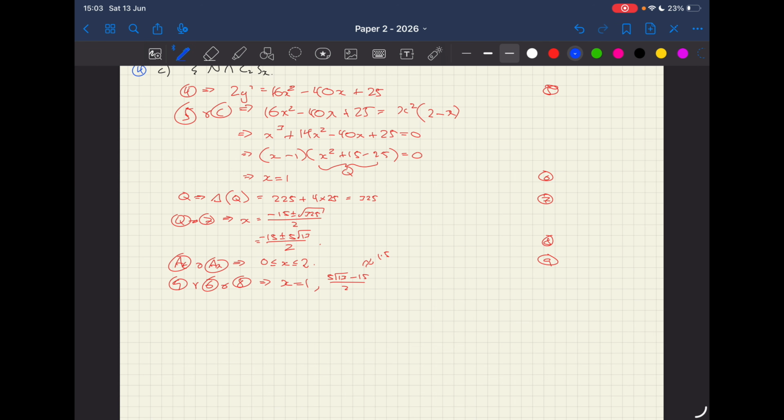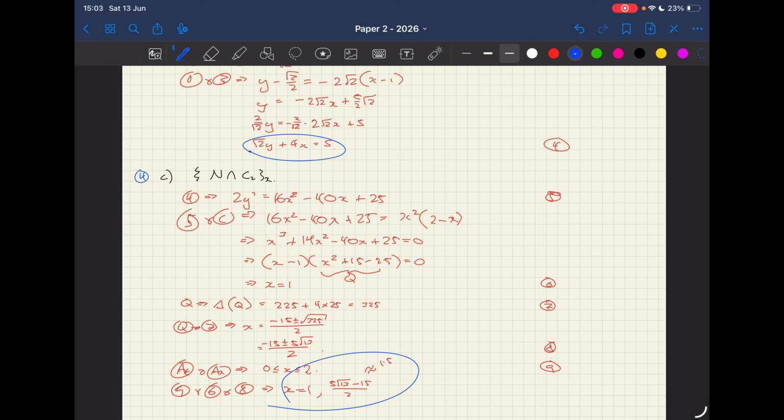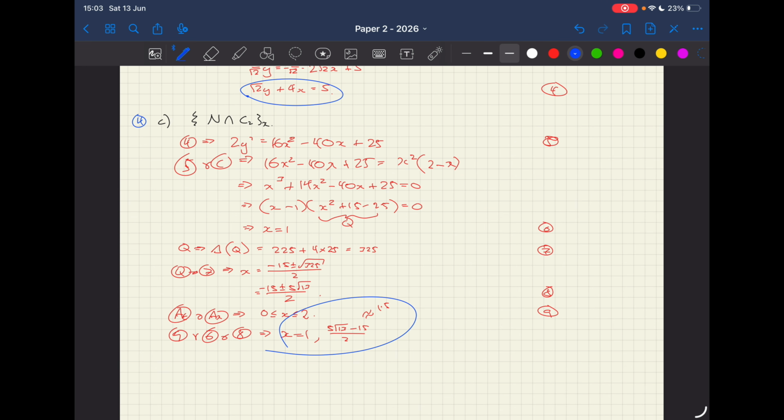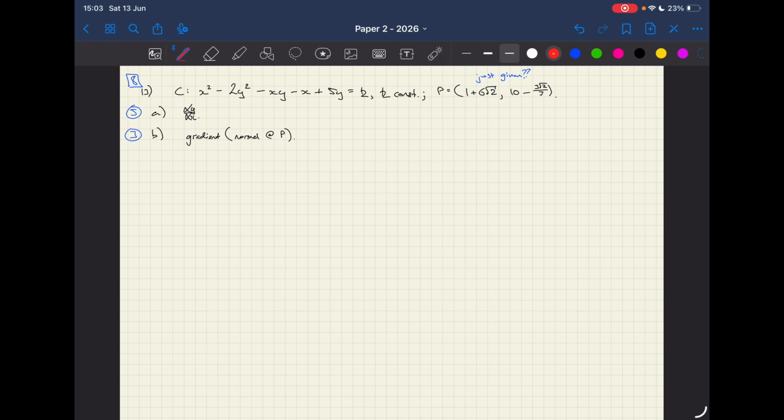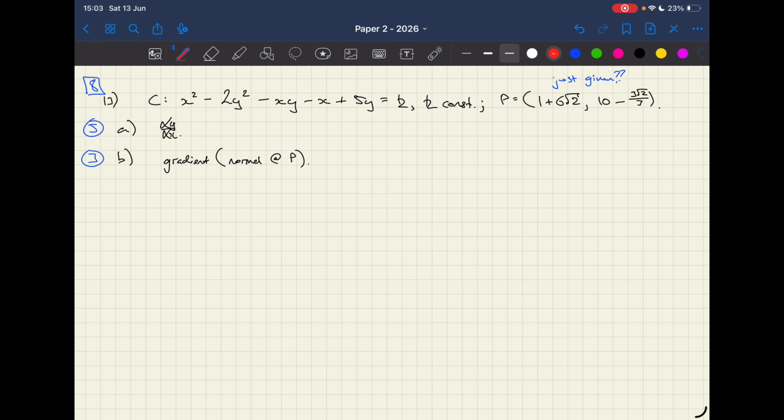Lovely. That looks good to me. Circle our answers. We've got those ones, and those ones. That looks good. Keep going. Number 13. It seemed to get easier, this paper, didn't it? As I was going through, everything seemed to get a bit easier.